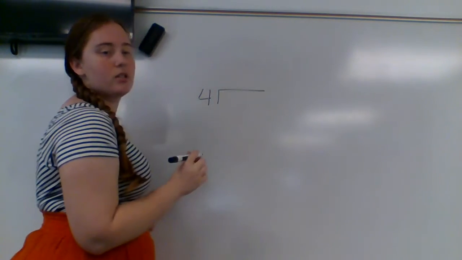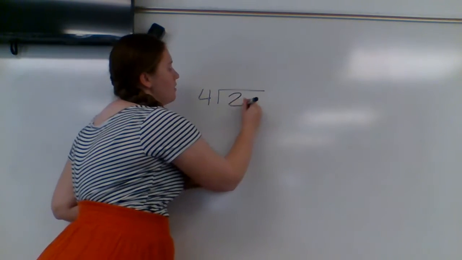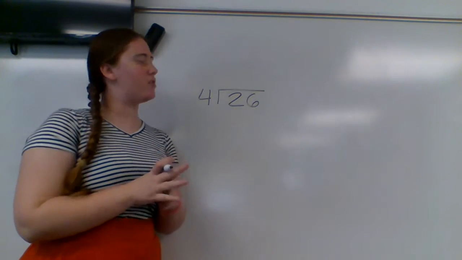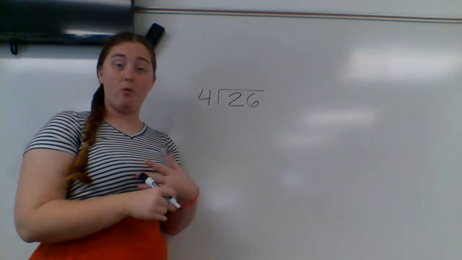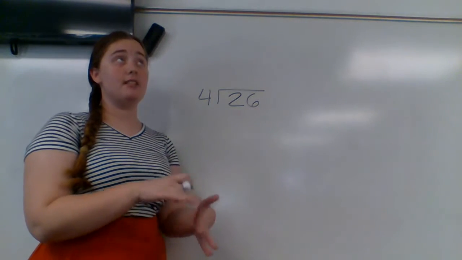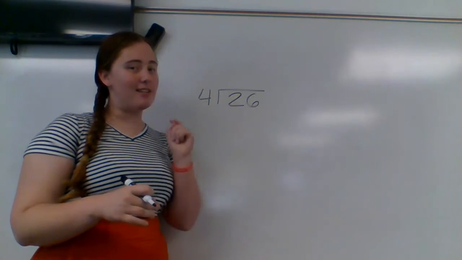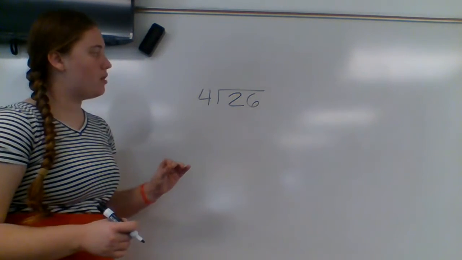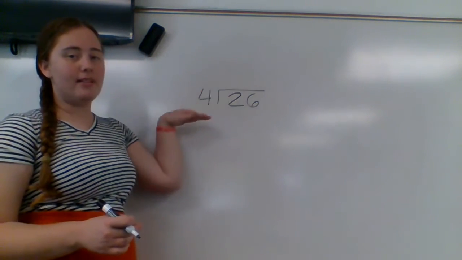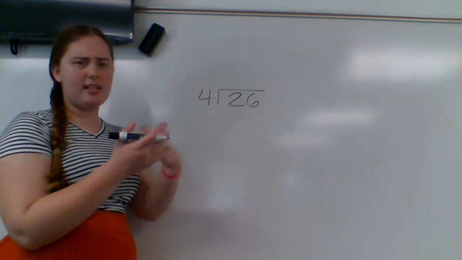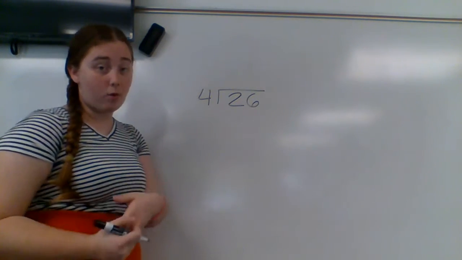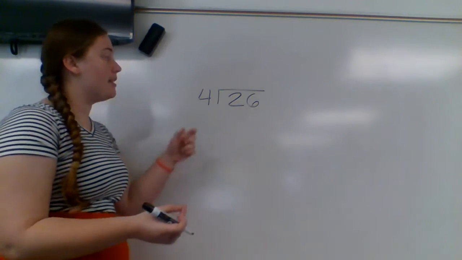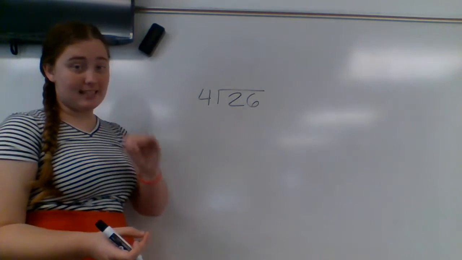So we have 4 right here. We said 4 will go into 26. Now, here it might get a little bit tricky. So let's think about this. If I count by 4s, I'm going to go 4, 8, 12, 16, 20, 24, 28. I just passed 26. So here's what we're going to do. 28 is too big, so below that would be 24. 4 times what equals 24? 4 times 6. So I'm going to say 4 will go into 26 6 times.